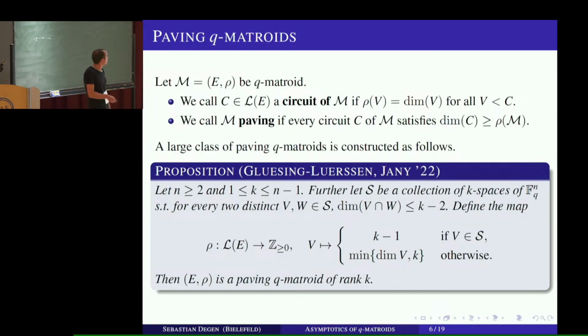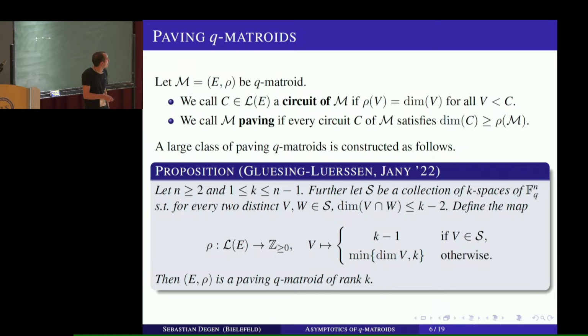And all what I'm saying here is actually a direct q-analog of the usual matroid case. So in order to define a paving q-matroid, we have to define the notion of the circuit. Given a q-matroid M, the circuit is just a subspace such that all its proper subspaces have rank equal to its dimension. And having this definition, we can define a paving q-matroid as a q-matroid such that all the circuits have dimension greater or equal to the rank of the given q-matroid.